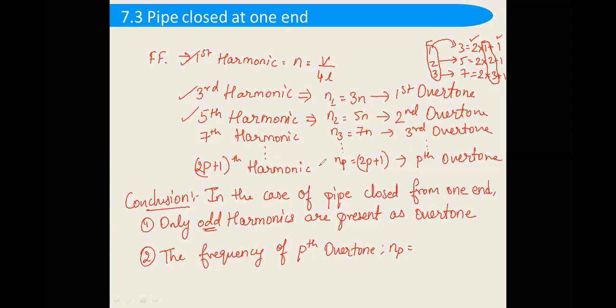Okay, so what is the value of np? np is equal to 2p plus 1 into n. So what is 2p plus 1? It is the number of the harmonic. And what is the value of n? n is the fundamental frequency.